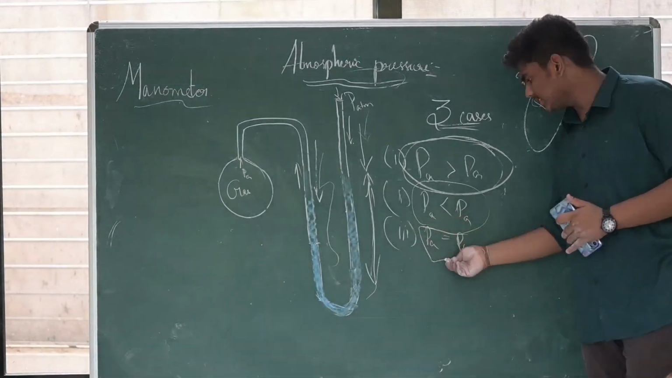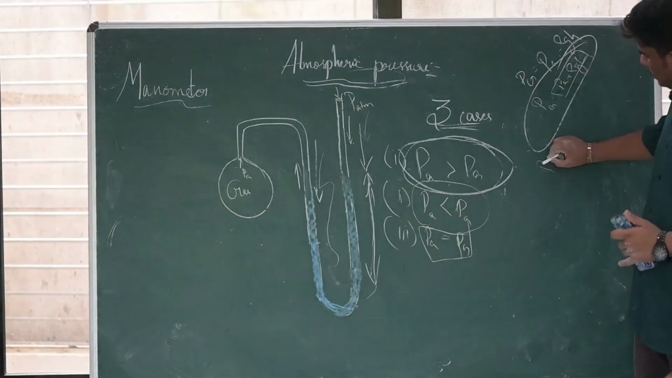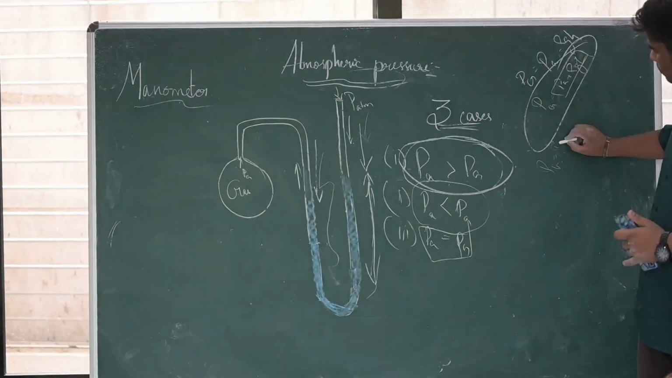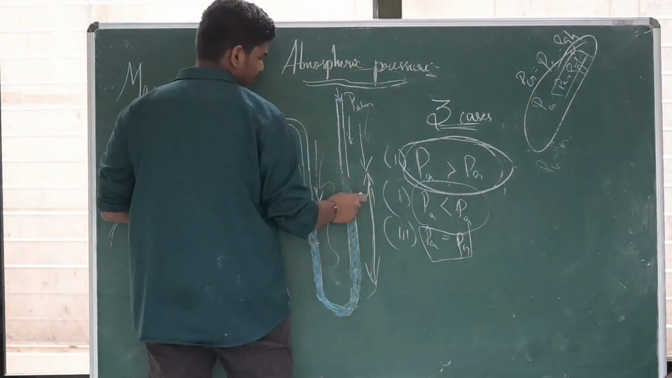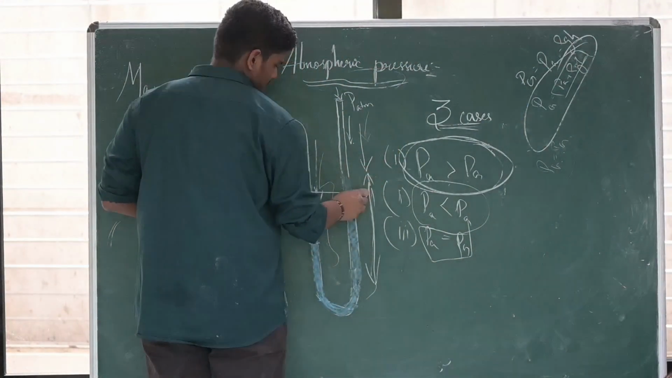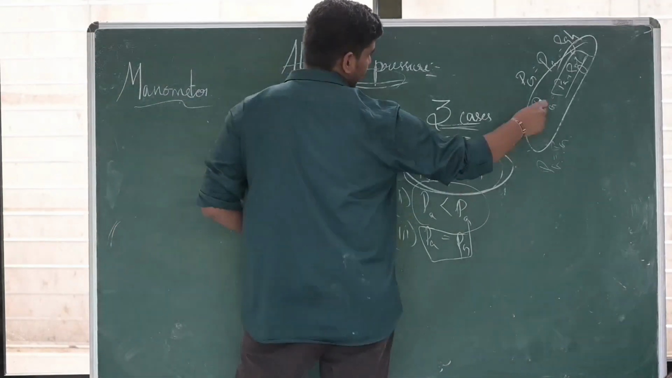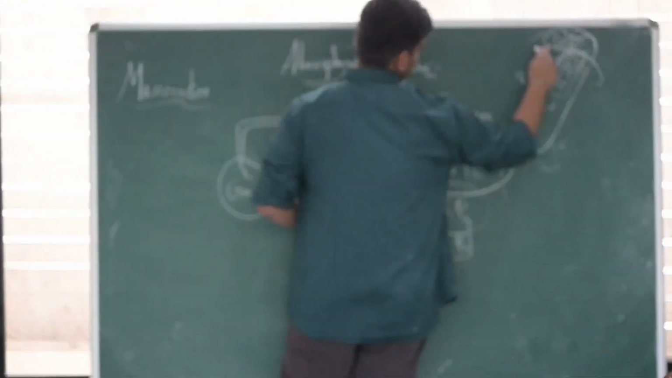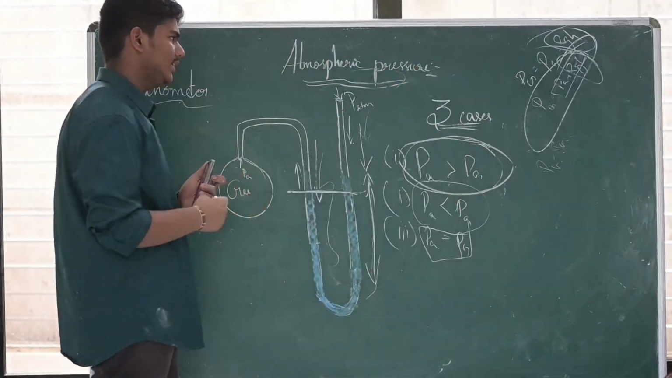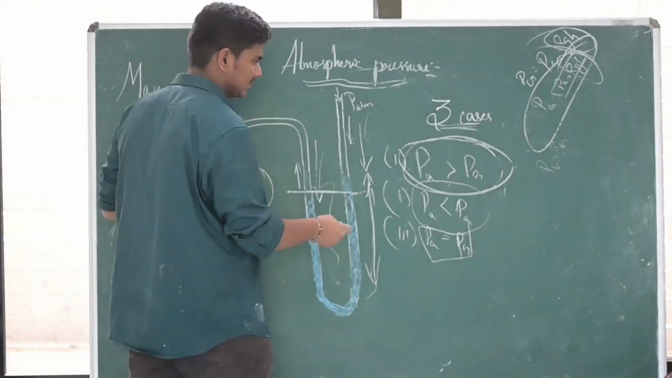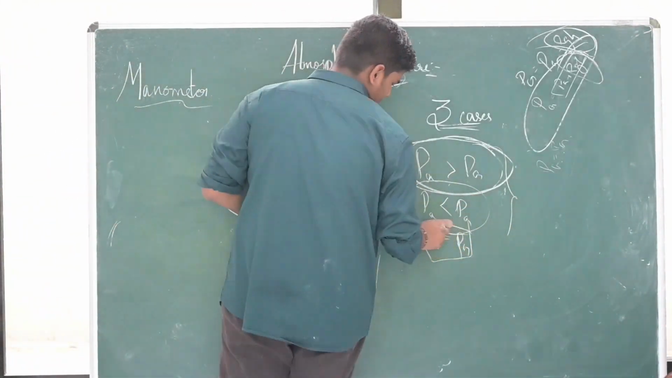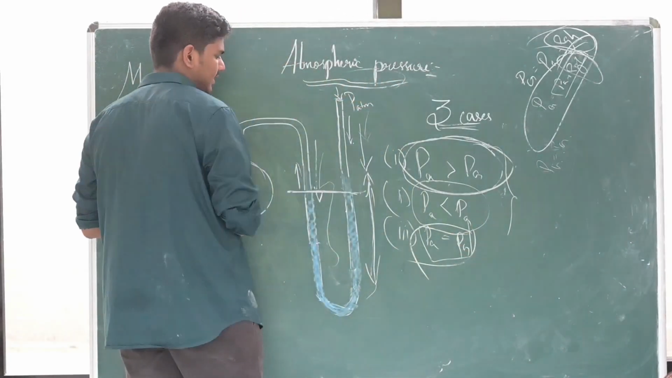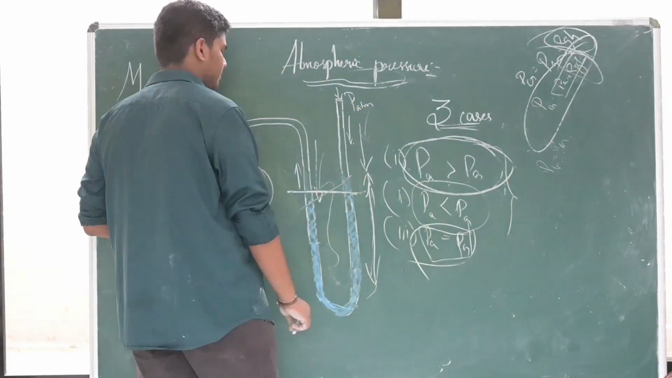When PA is equal to PG, what will happen? Then there will be no difference in height, so we can't use the rho GH formula, as H will be 0. Here H is the difference of height. In both cases H is the difference of height, but here the height difference is 0, so PA is equal to PG.